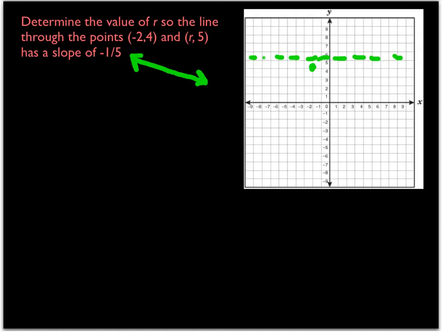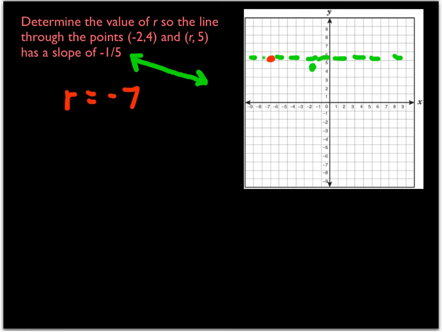Really, if I know the slope is negative 1/5, that means I can count up 1 and over 5 to the left. So up 1, then 1, 2, 3, 4, 5. It looks like it's going to be right here. And so the x-coordinate of that looks to be negative 7. And so I would say then that r equals negative 7.